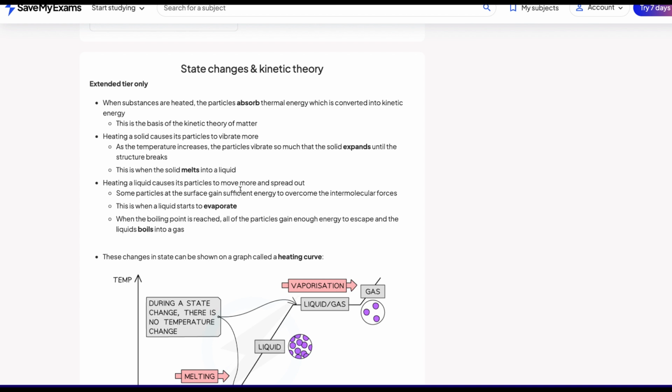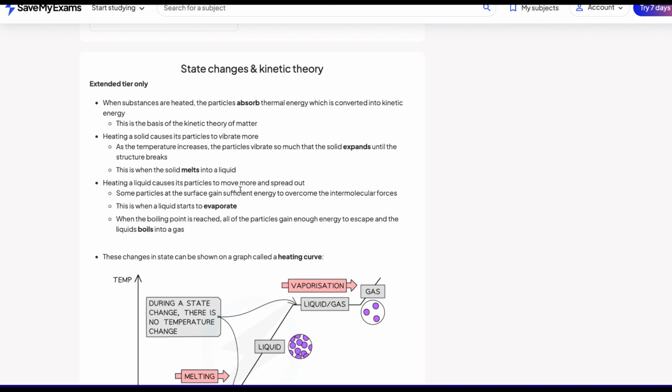Now we say when substances are heated, the particles will absorb the energy. They will gain thermal energy, which is then converted to kinetic energy that will enable the particles to move further. Now this is the basis, or the true foundation, of the kinetic theory of matter. When substances are heated, they absorb thermal energy, and this thermal energy is further converted to kinetic energy to enable the particles to move. The thermal energy breaks the bonds that hold the solid particles together, and gives them that kinetic energy to be able to move, and it changes to liquid and they'll be able to move.